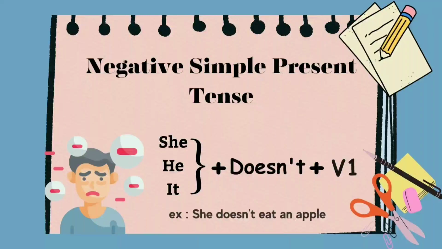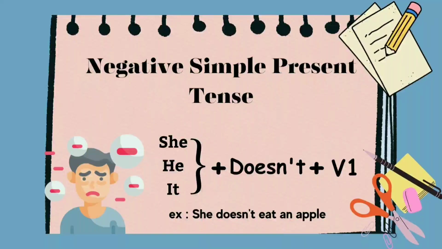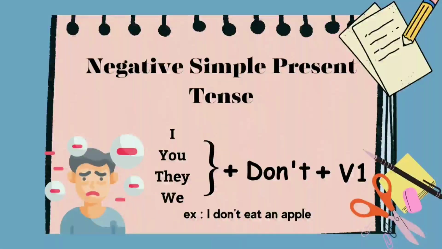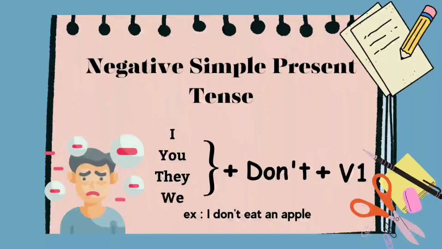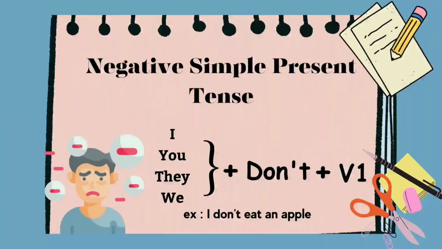For the negative simple present tense, if the subject is she, he, or it, use doesn't and verb 1. For example, she doesn't eat an apple. And for the subjects I, you, they, we in negative simple present tense, use don't and verb 1. For example, I don't eat an apple.